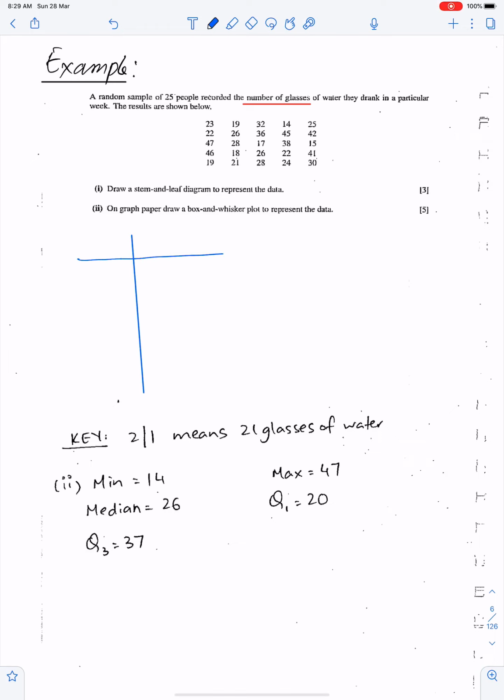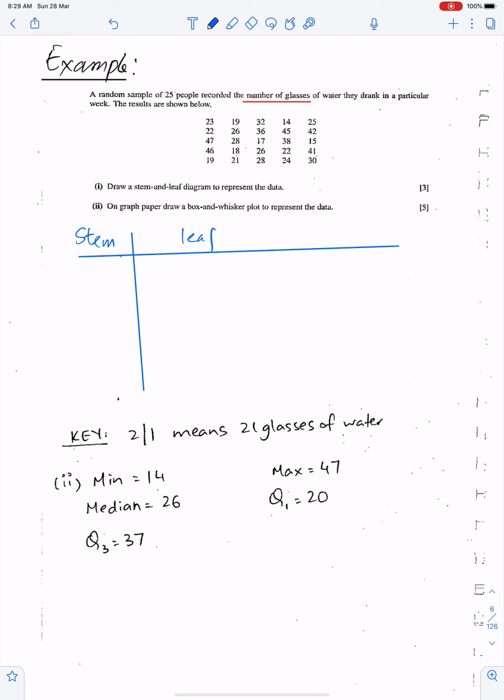Number one, make these two lines, horizontal and vertical. Here we write stem and here we write leaf. Now observe the smallest and largest observation of this data. So the smallest observation is, I think, 14, and the largest observation is 47, I guess.